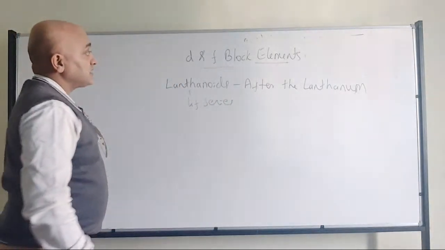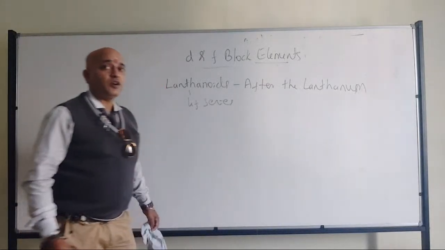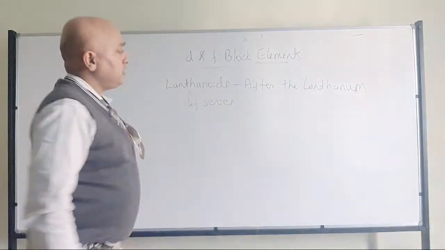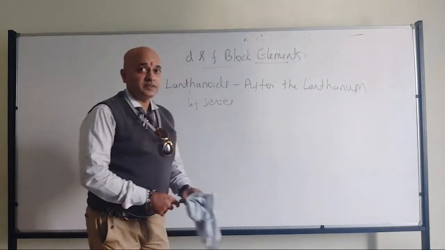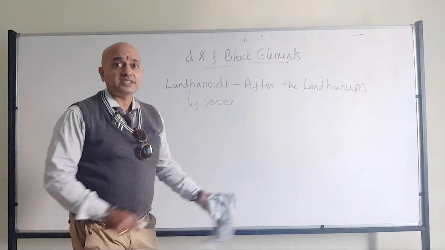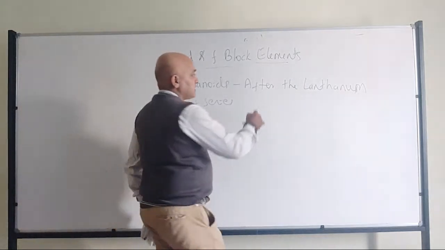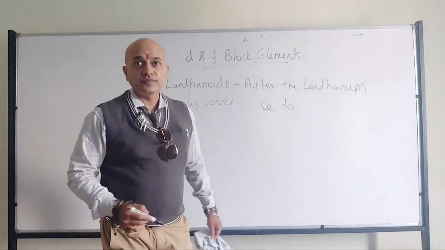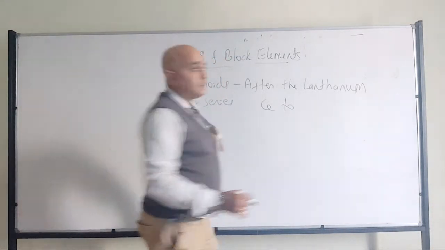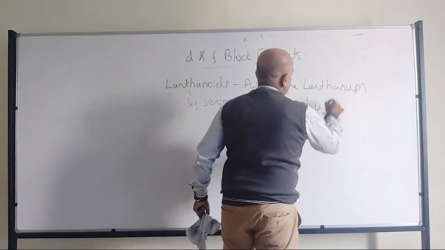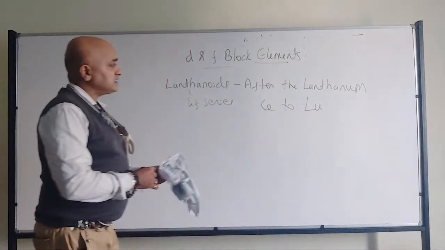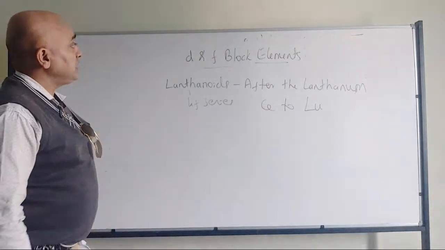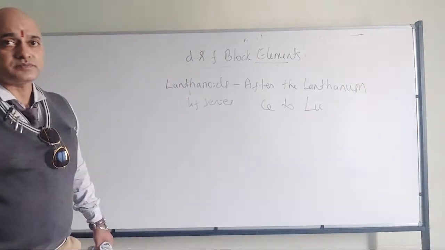The elements which come after lanthanum are called lanthanoids. In total, 14 elements will be there. It will start from cerium and end at lutetium, right? So that's where we have the lanthanoids.